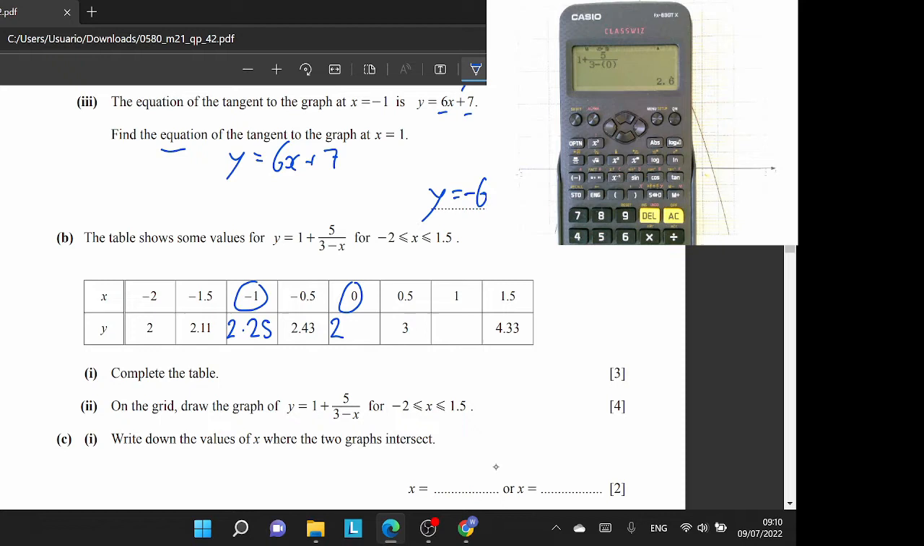Okay, 3 significant figures, 2.67. And the last one, we need to put in 1, change the 0 for a 1. We got 3.5.